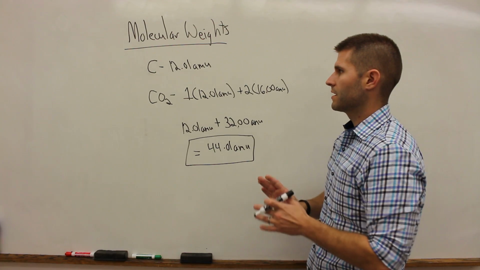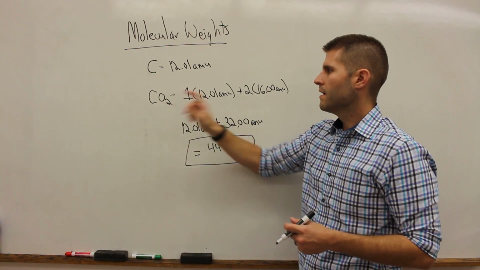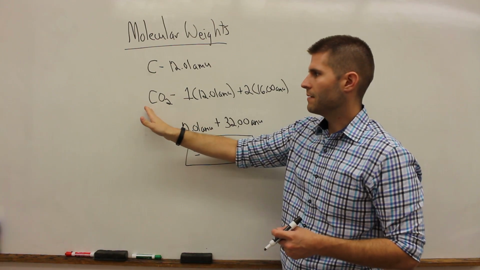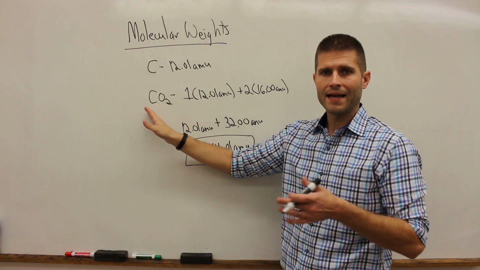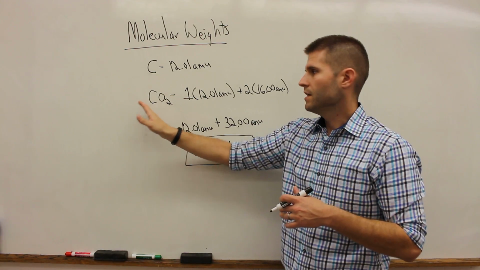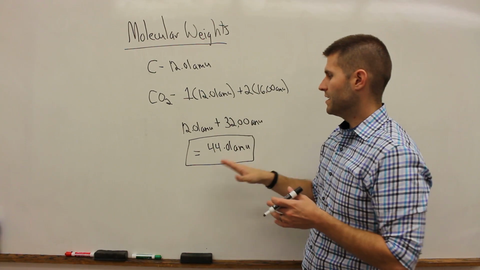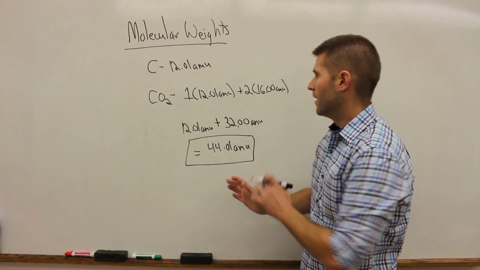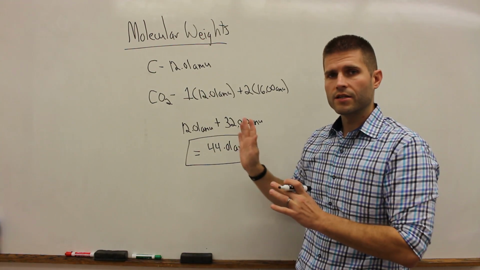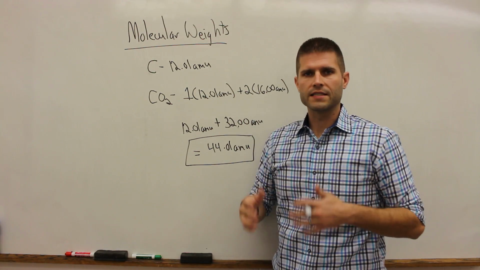We can find the molecular weight for any molecule or any compound as long as we know the formula, by taking the number of times each element within that compound shows up and multiplying it by that element's atomic mass. Then we sum over all of the different elements within the compound, and we get the molecular weight of that compound. So with that, this is a quick introduction into the world of molecular weights. We're going to make this a little bit more advanced as we go on.